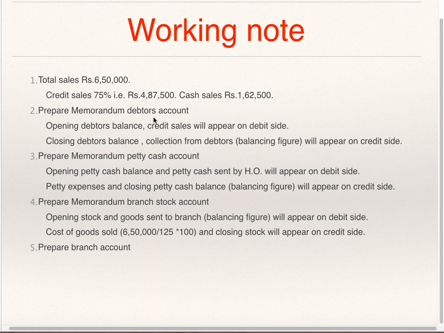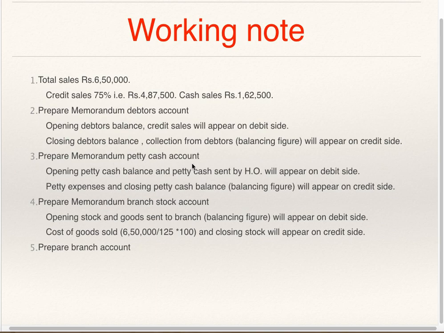You are supposed to prepare memorandum debtors account. Opening debtors balance, credit sales will appear on the debit side. Opening debtors are given, credit sales we just now found out. Closing debtors balance, collection from debtors will appear on the credit side. Closing debtors are given, collection from debtors is the balancing figure, which is not given in the question. This you are supposed to find out as a balancing figure, and collection from debtors is to be credited to branch account as by bank. Below that, cash sales and collection from debtors.